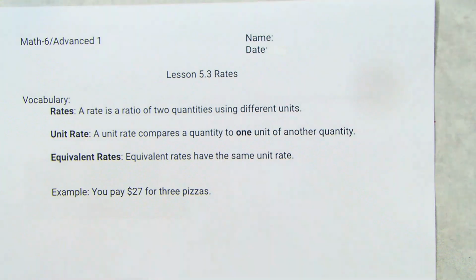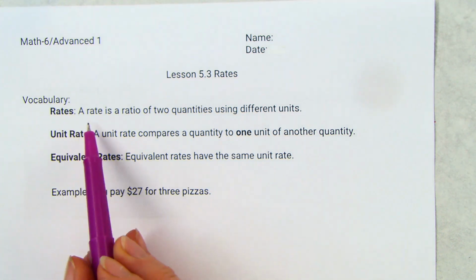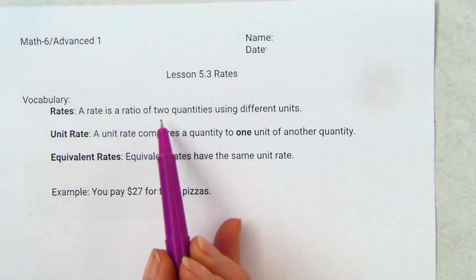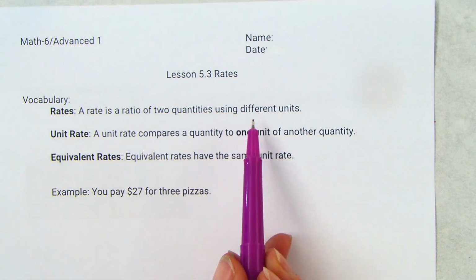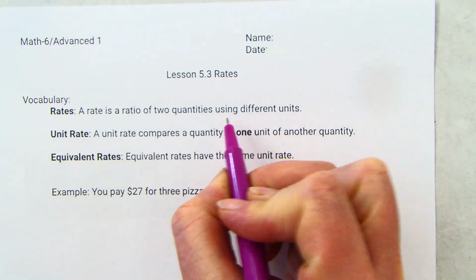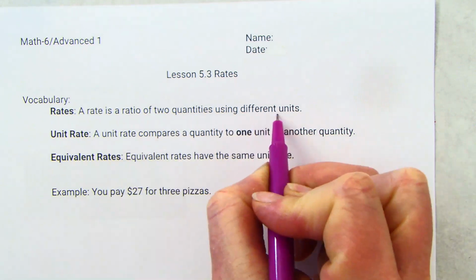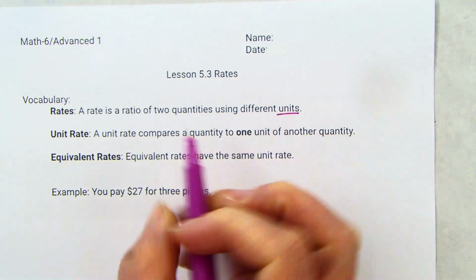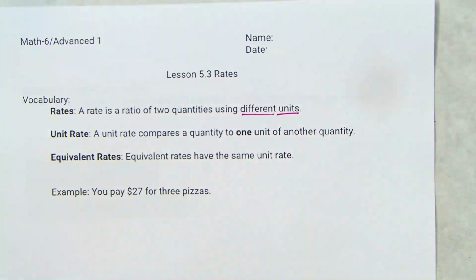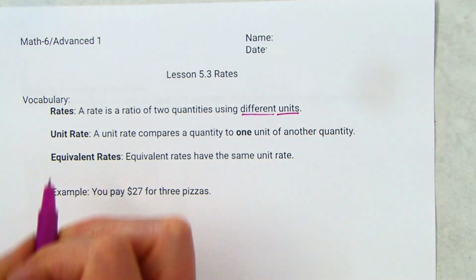These are the lesson 5.3 notes on rates. You have just finished talking about ratios, and you know that a ratio compares two quantities. So rate takes that one step further. It's a ratio that has two quantities using different units. All right, so it's just that we are going to add different units to our ratio.